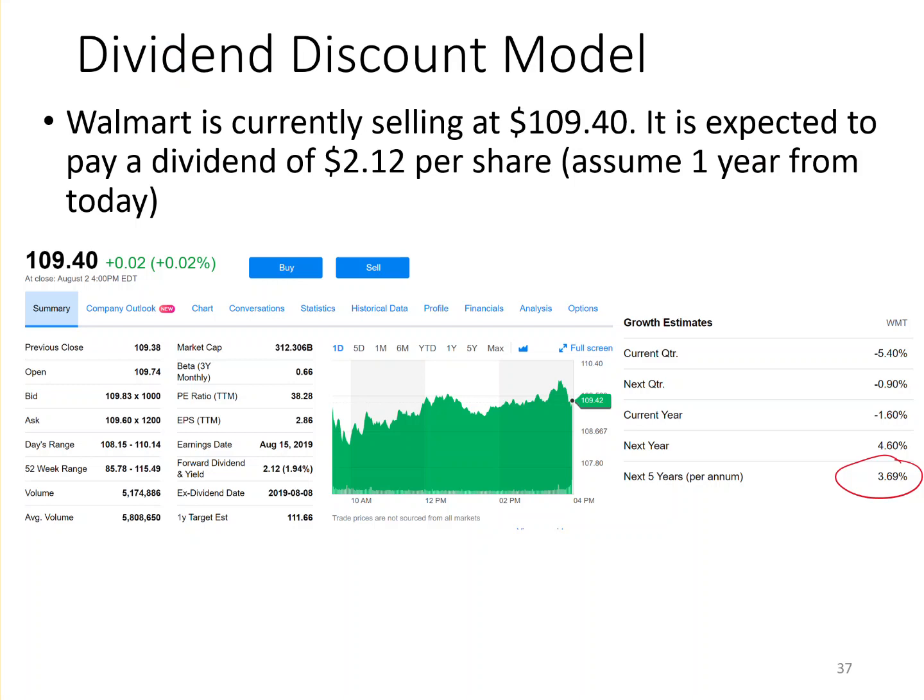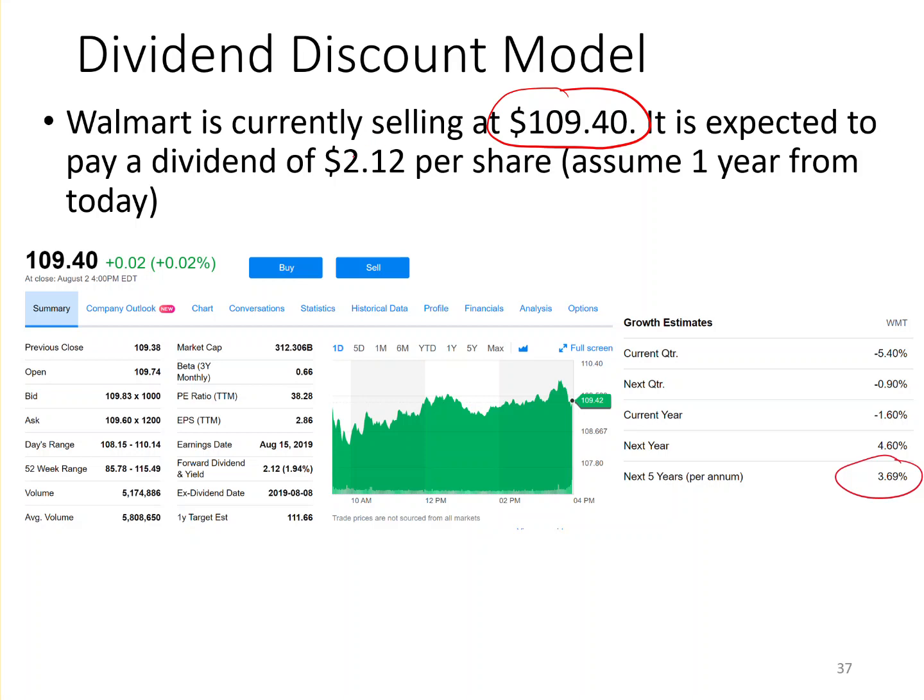So we're looking at Walmart right now. Walmart, on the day I was doing this valuation, was selling for $109.40. So that's the market price trading on the exchange. What we're going to try to do is get our estimate of the price, also called the intrinsic value or fundamental value. And we're going to use the concept of the dividend discount model, that the present value of all dividends is equal to the value of the stock and dividends per share.